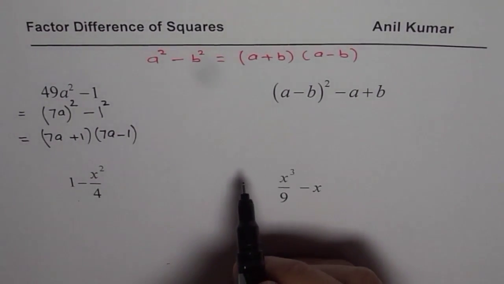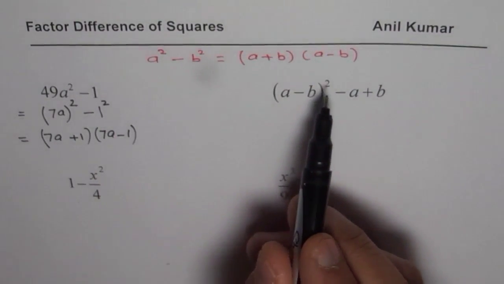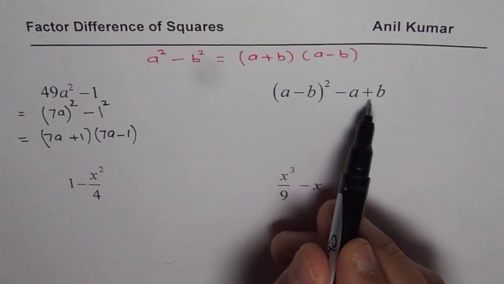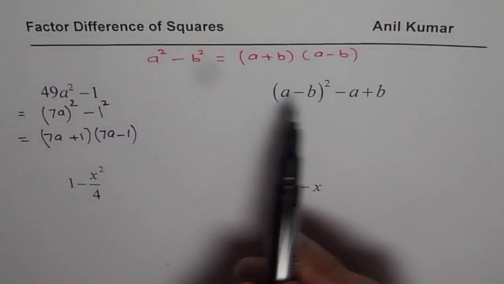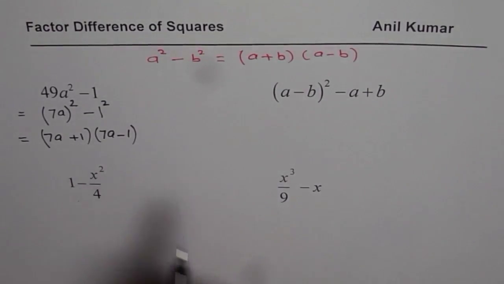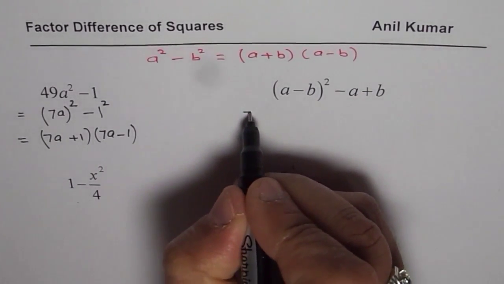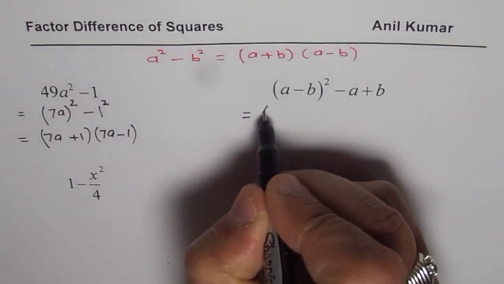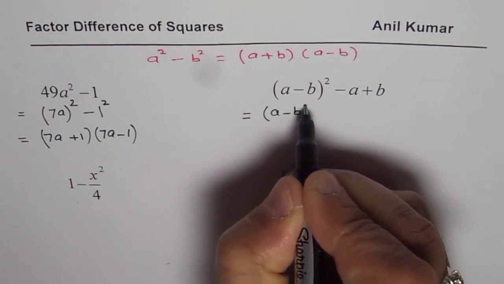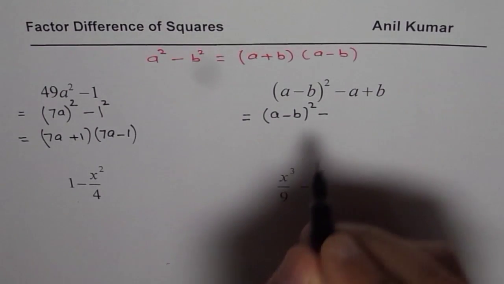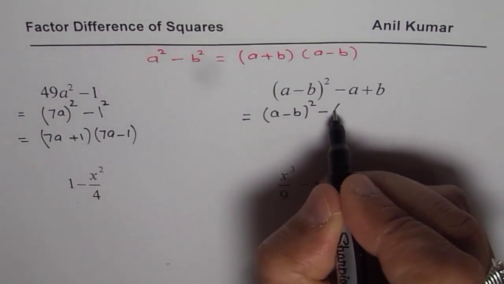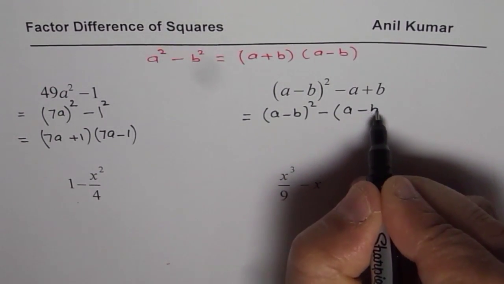Now let's look into the second one. A minus b whole square minus a plus b. When you look at it, you can't really see that this formula can be applied. But now let us have another look at it. A minus b whole square, and if I factor minus 1 first, then these two terms could be written as a minus b. Do you see that?